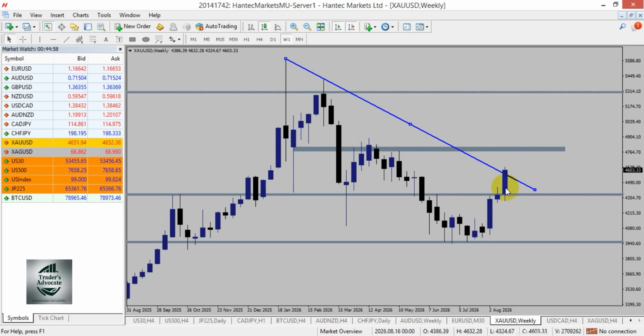All right, so I just want to bring that to our notice. Now that we've broken above this area of resistance, it has now turned support, and we've also broken above this key level.